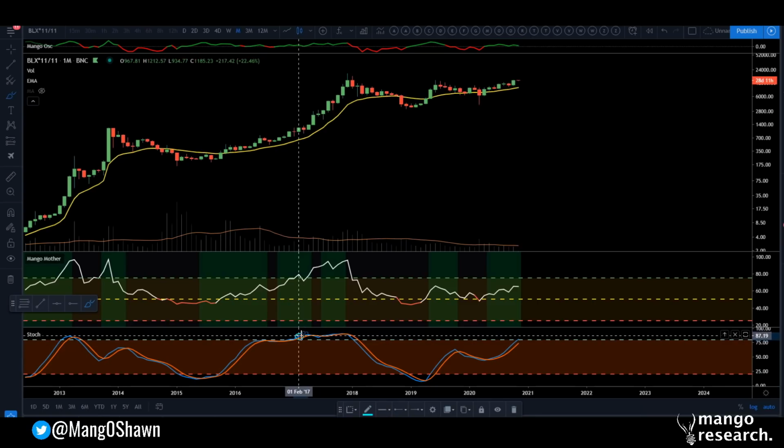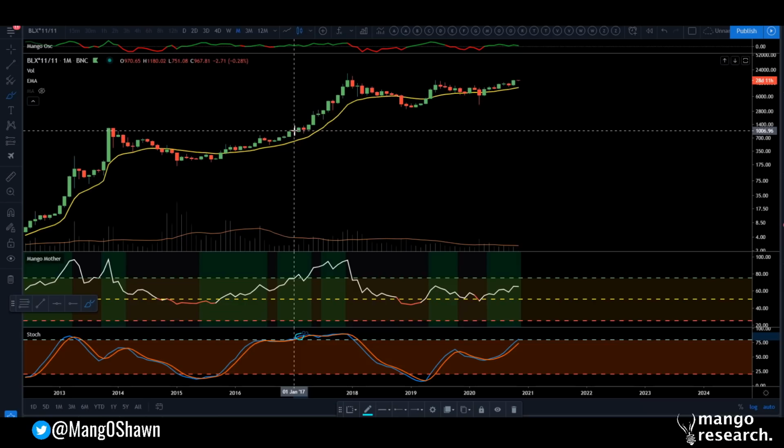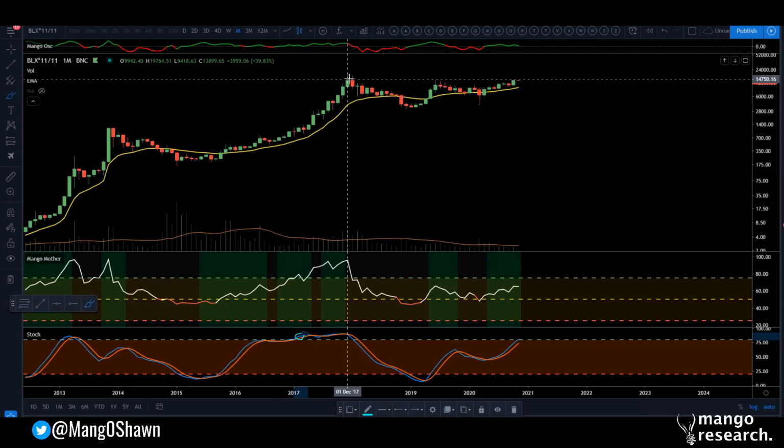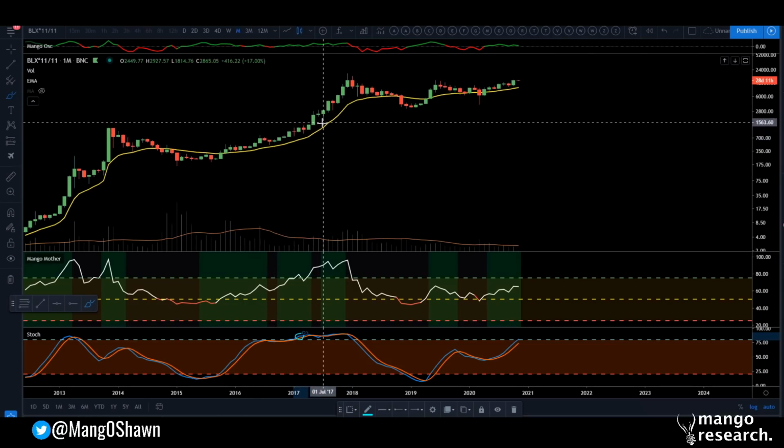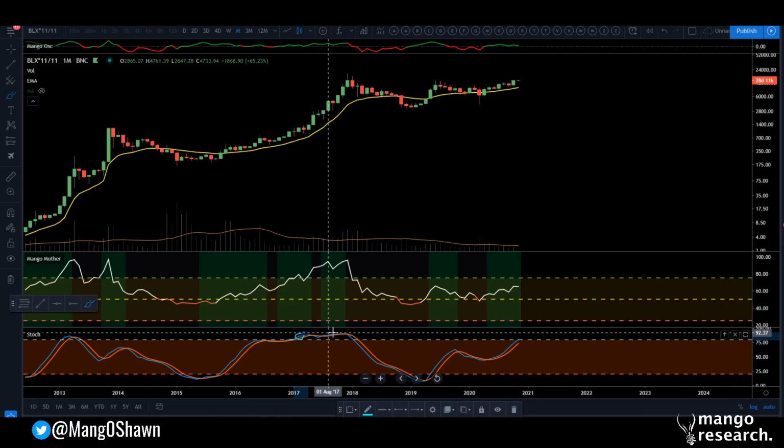Imagine people thinking Bitcoin was overbought on Feb 1st 2017, and what did Bitcoin do? Throughout the year, we just kept going up, right? This is a brilliant example. We stayed in that zone for the entire time.